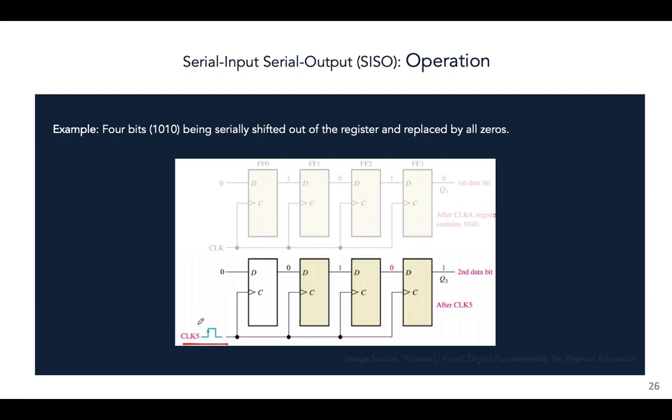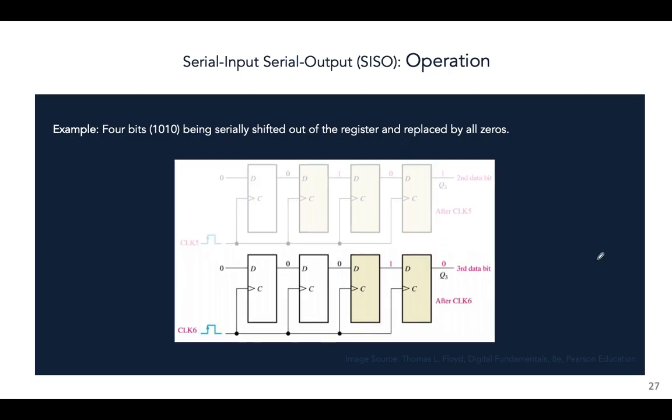When clock pulse 5 comes, this 0 will have been taken out. This 1 will move here, and that's what's happening. This 1 moved, and so at the output end, we had the next bit. Then after clock pulse 6, the next bit, which was this one, came out, and we took it out.